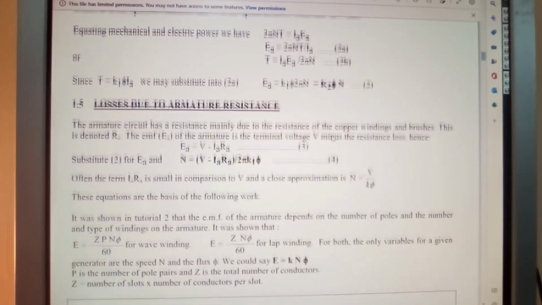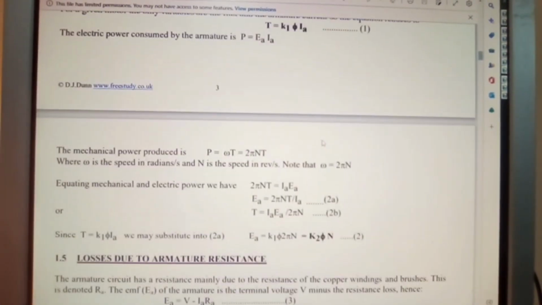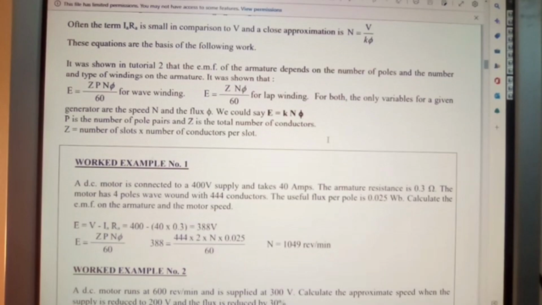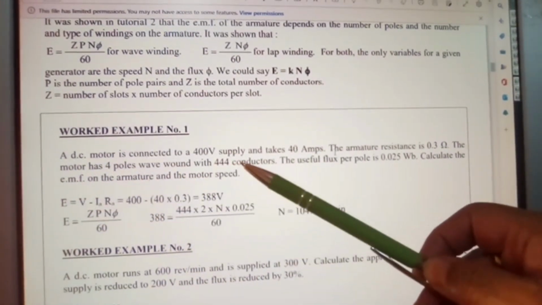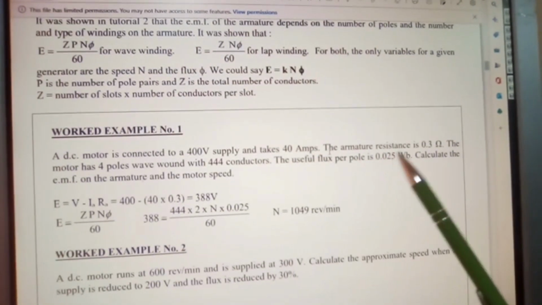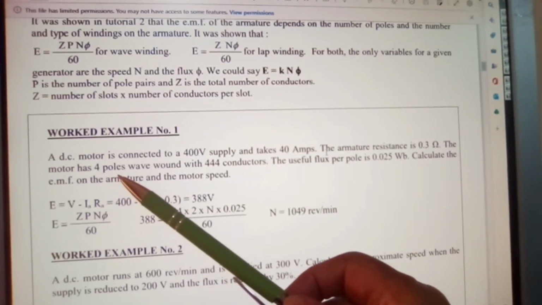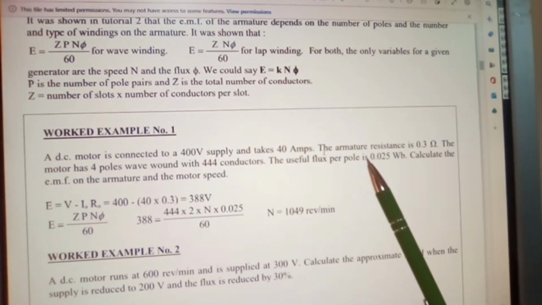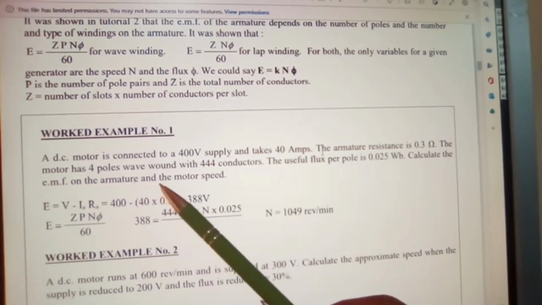Let me just go back, make sure I haven't overshot anything that would be relevant to yourselves. Now let's look at this here. Worked example number 1. A DC motor is connected to a 400 volt supply and takes 40 amps. The armature resistance is 0.3 ohms. The motor has 4 poles, wave wound with 444 conductors. The useful flux per pole is 0.025 Webers. Calculate the EMF on the armature and the motor speed.